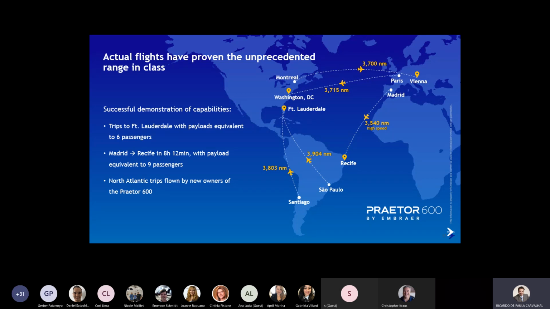And to show that to customers, we have performed actual flights. So all that you see in the screen are actual flights we have flown with the Praetor 600 ourselves. Two of them were flown by customers, but you can see by the numbers, 3,900, 3,800, 3,500. Most of those with the 6 passengers on board, more than the 4 of the basic spec, and pretty much going very close to the limits of the airplane. So we not only publish numbers, we deliver in the performance we promise. So very good, an important thing to keep in mind.